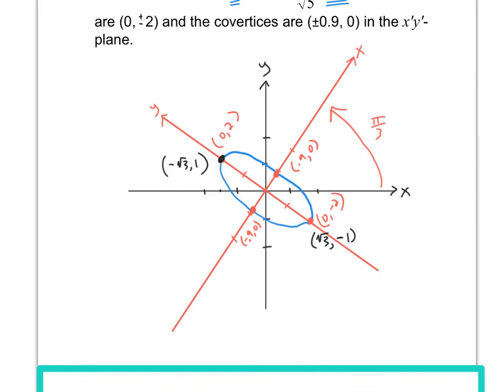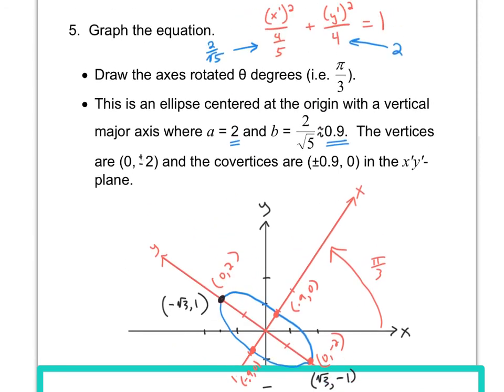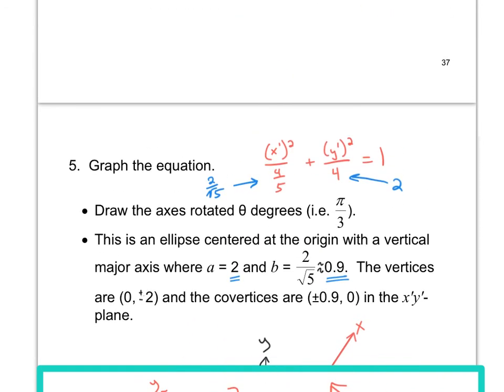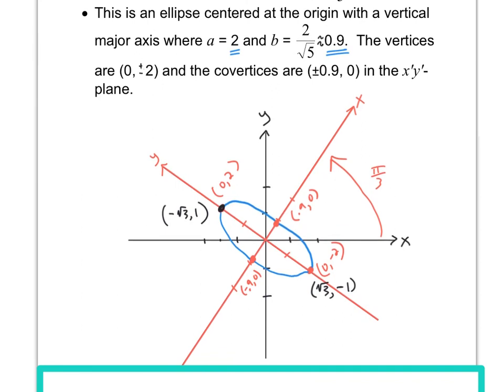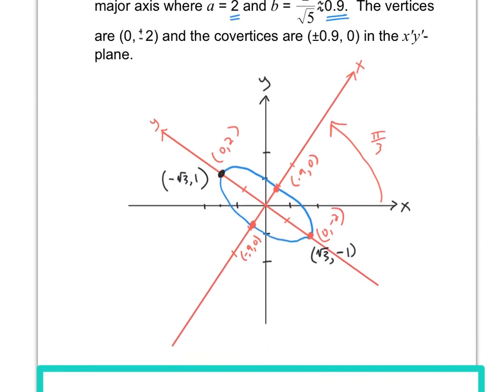So that's how you rotate a conic section so that you can graph it using the methods that you're familiar with. We know how to graph an equation that's in this form. All we have to do is figure out how much it has to be rotated in order to use that form.